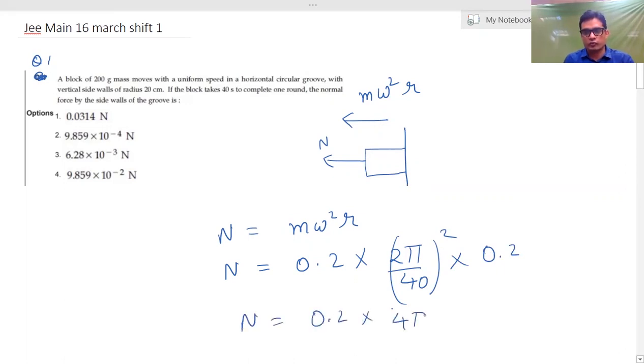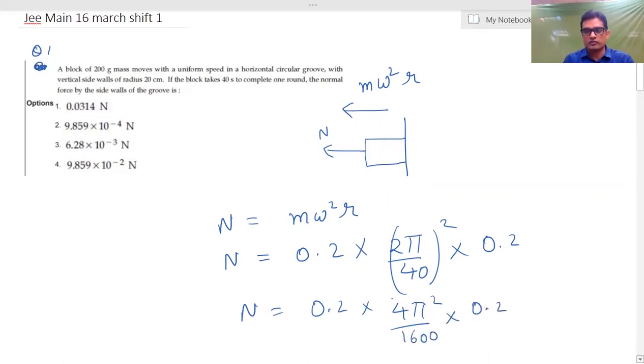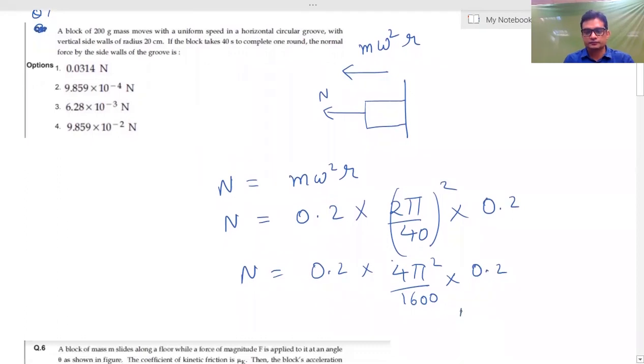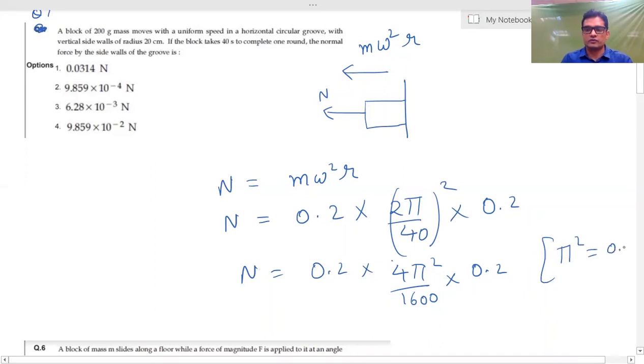Here the normal force will be 0.2 into 4 pi square upon 1600 into 0.2. Now this pi square can be taken as 9.8. The pi square, we can assume that it is coming out to be 9.8, or you can assume 10. So we'll get the approximate answer here. It is given in the question that there are options, 9.85 times 10 to the power minus 4 and 10 to the power minus 3.